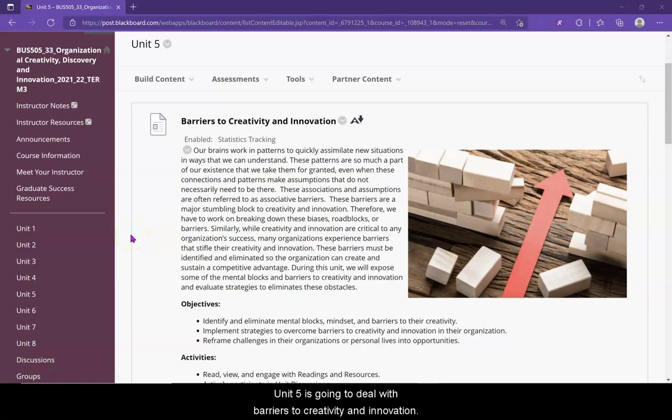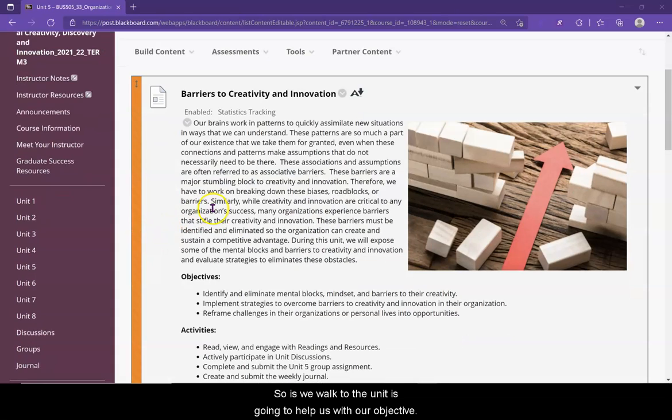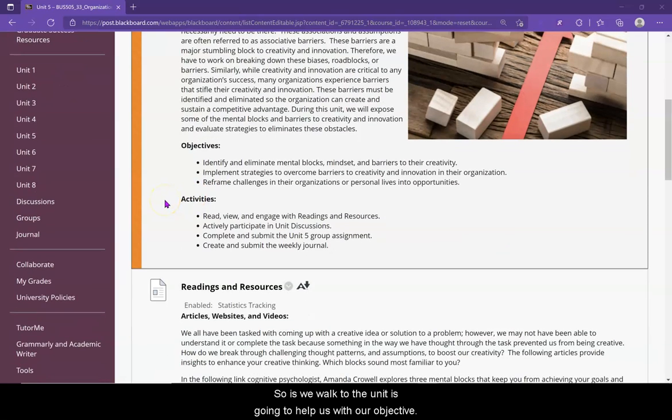Unit 5 is going to deal with barriers to creativity and innovation. As we walk through the unit, it's going to help us with our objectives of being able to identify and eliminate mental blocks, mindset, and barriers to creativity, to be able to implement strategies to overcome barriers to creativity and innovation in organizations, and to reframe challenges in the organizations or our personal lives into opportunities.